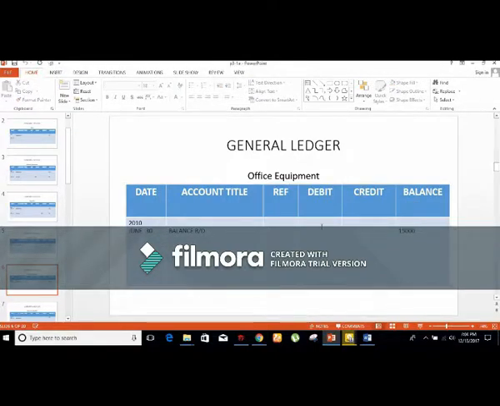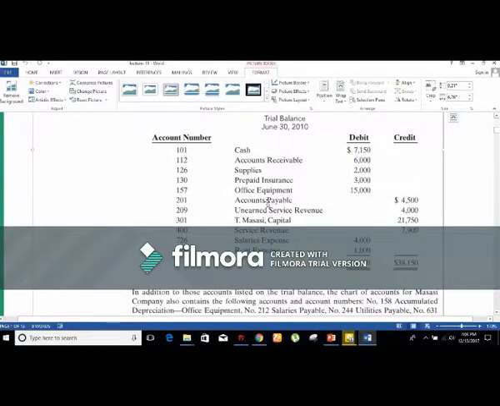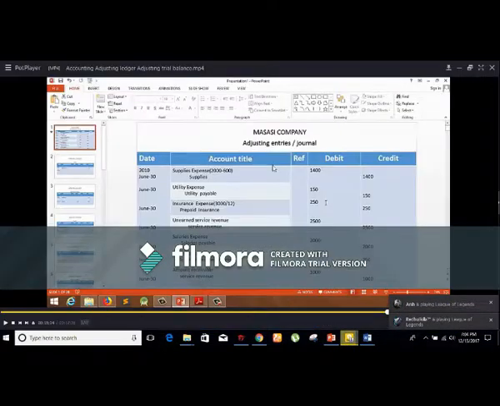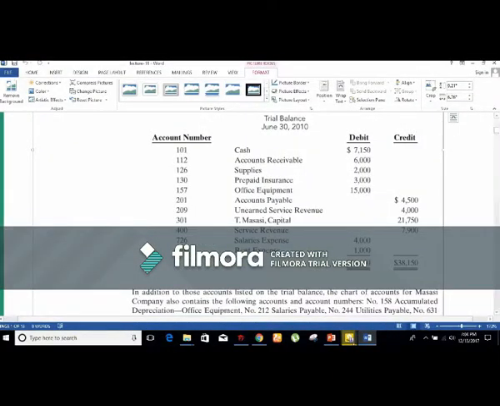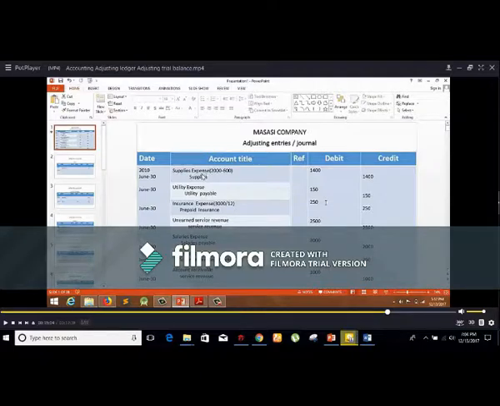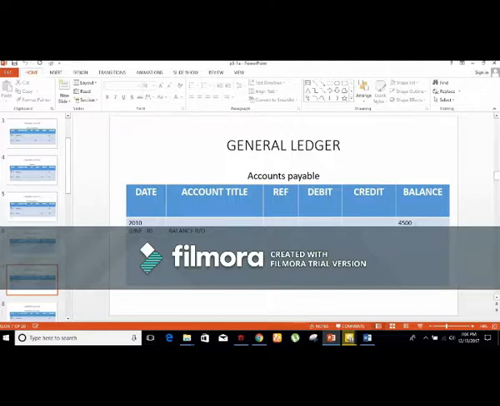Okay. Now the next one is accounts payable. Here accounts payable is given as 4,500 taka, which is a credit balance. And in the adjusting entries, let's see, is there any entry like accounts payable? No, there are no entries like accounts payable. So we can write the balance BD as 4,500 taka.